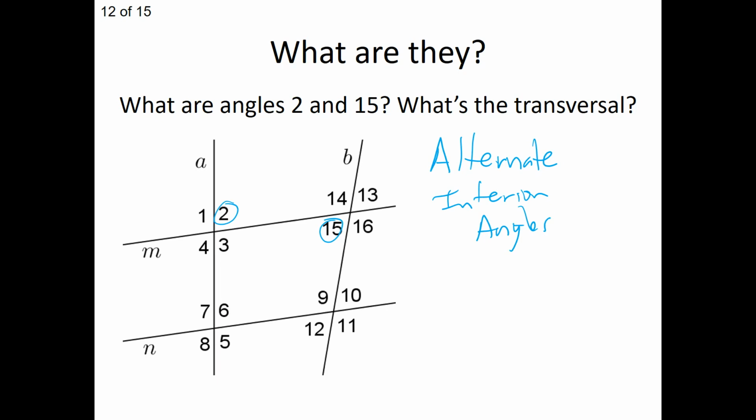So what is their transversal? Again, the question is, what line do they share? They share line M, right? Both of them are created using line M. So M is the transversal in this case. So they're alternate interior angles with the transversal of M.